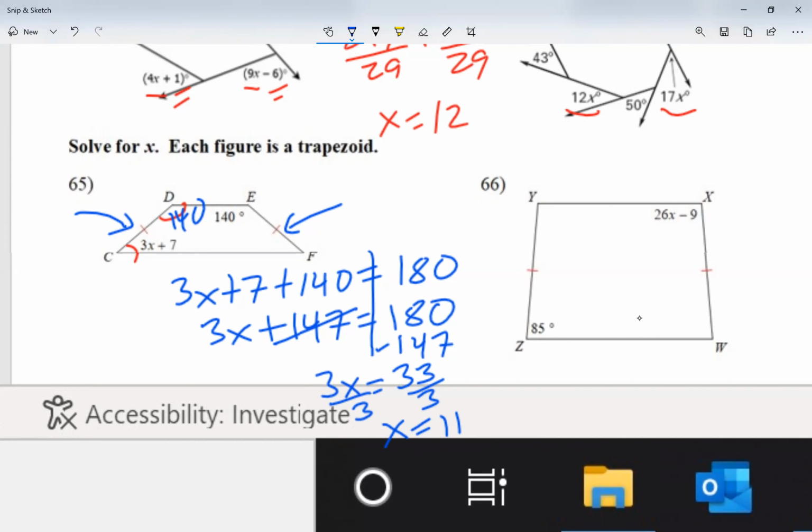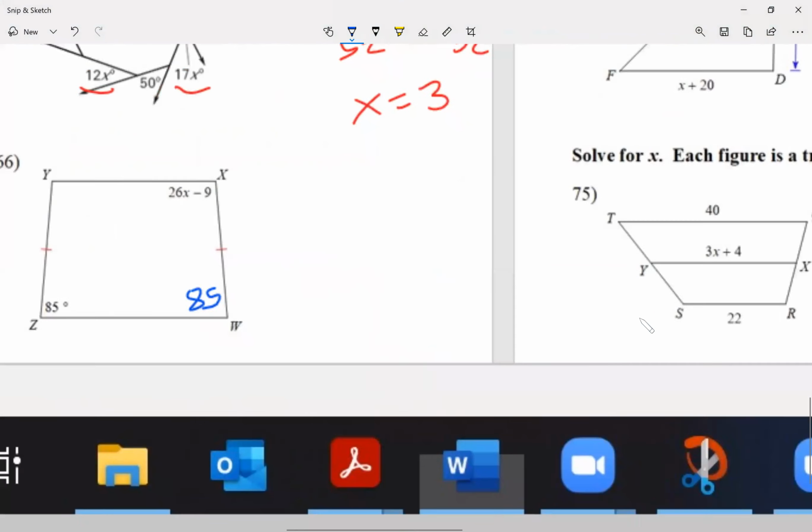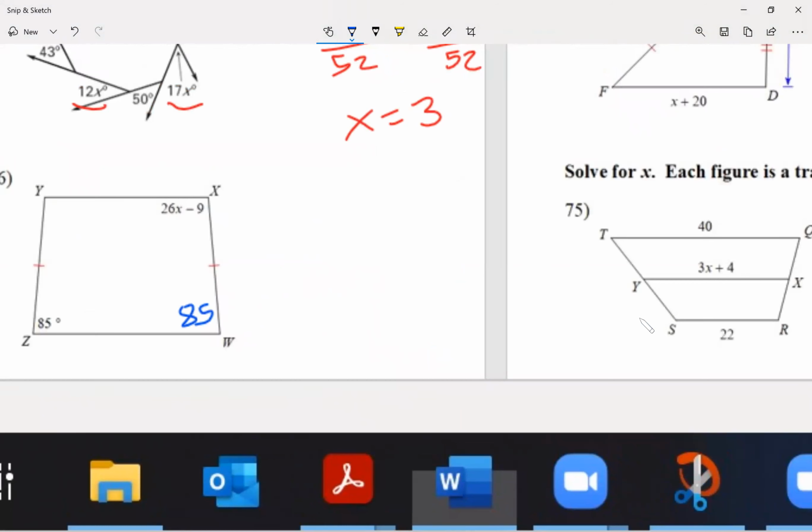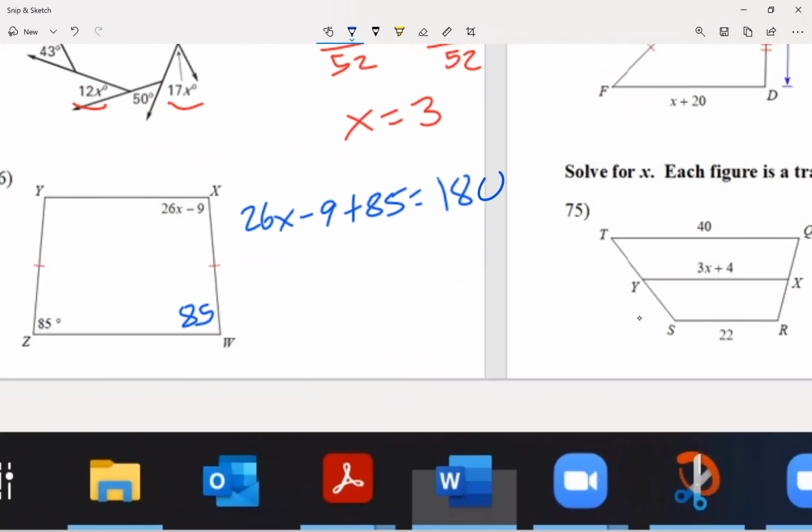Now, question number 66. I noticed that's also an isosceles trapezoid. So I'm going to say that angle Z and angle W are equal. So I'm just going to say W is 85 degrees. And then I know that angle X plus angle W, so 26x minus 9 plus 85, angle X plus angle W have to add up to 180.